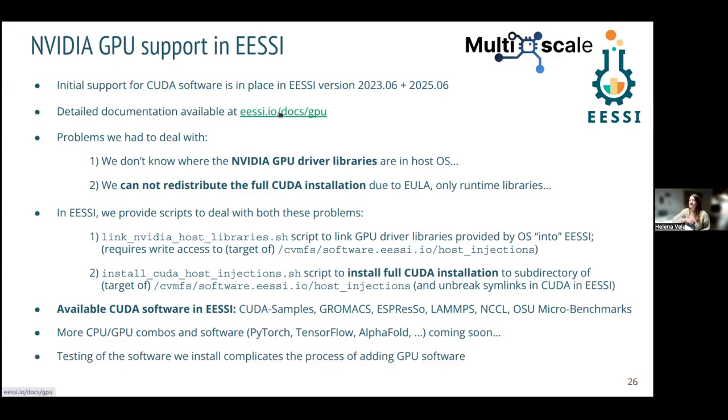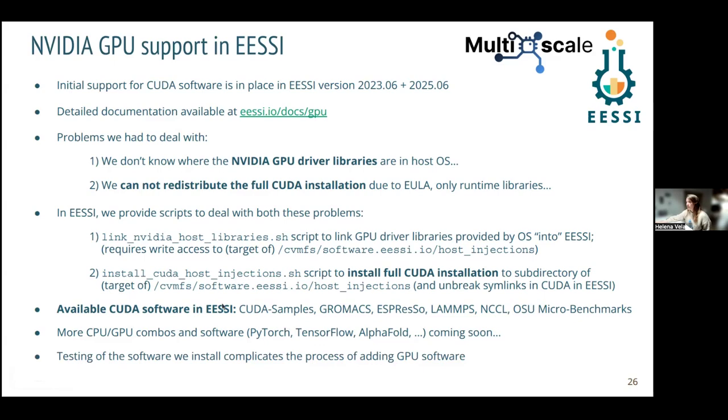The problem with this is that CUDA is kind of proprietary software, so you cannot redistribute it so easily, but you can redistribute the runtime libraries. So the solution here is that there are two scripts provided via EESSI that you just run and the magic is done. These scripts will find the libraries from the host and inject them through EESSI, and this way you will have GPU-enabled software.